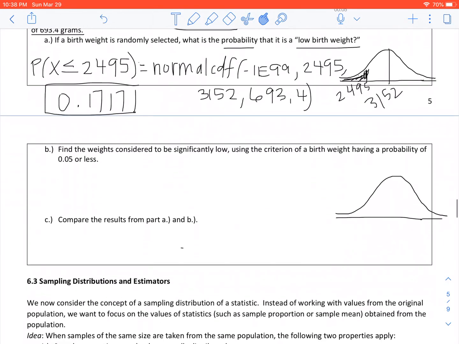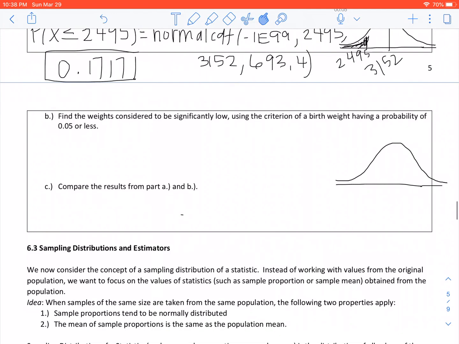So part B says, find the weights considered to be significantly low using the criteria of birth weight having a probability of 0.05 or less. So again, I'm going to go ahead and put the mean. This is a continuation of the same problem. So put the mean, which is 3,152 grams, in the middle. And this is talking about a low birth weight, which is going to be on the left side of our graph. And it wants us to find the weight.